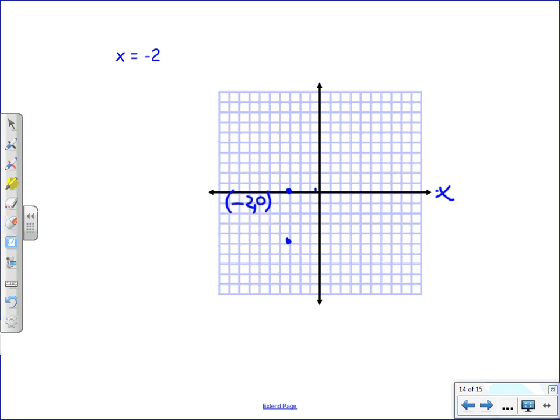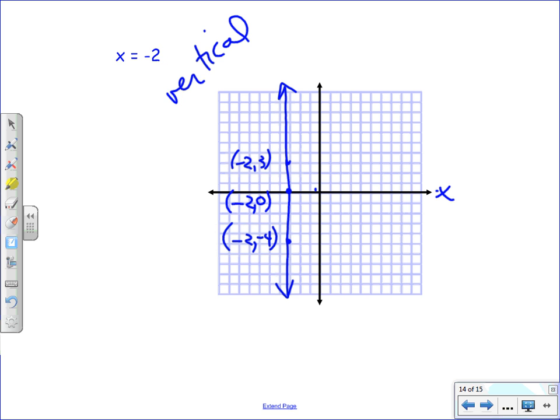Here we are at -2, -4. Here we are at -2, 3. This creates a vertical line. x will always be -2.